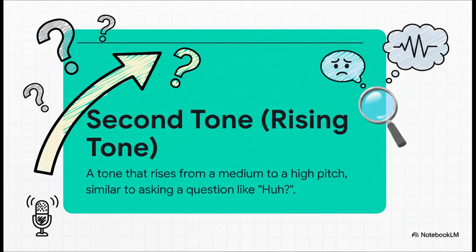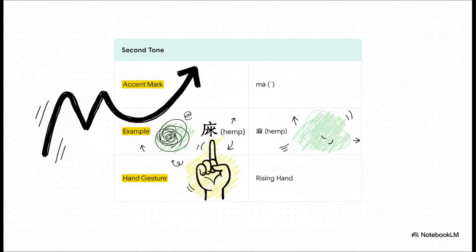All right, on to number 2, the second tone. This is the rising tone. Your voice starts somewhere in the middle and then goes up. You actually already know this sound. It's the exact same inflection you use when you ask a question like, wait, what? Or, huh? See? You've been using the second tone your whole life. And again, look how the symbol matches the sound. The accent mark swoops up, just like your voice does. This gives us ma, which means hemp. In the hand gesture, you guessed it, just a nice, simple upward swoop.